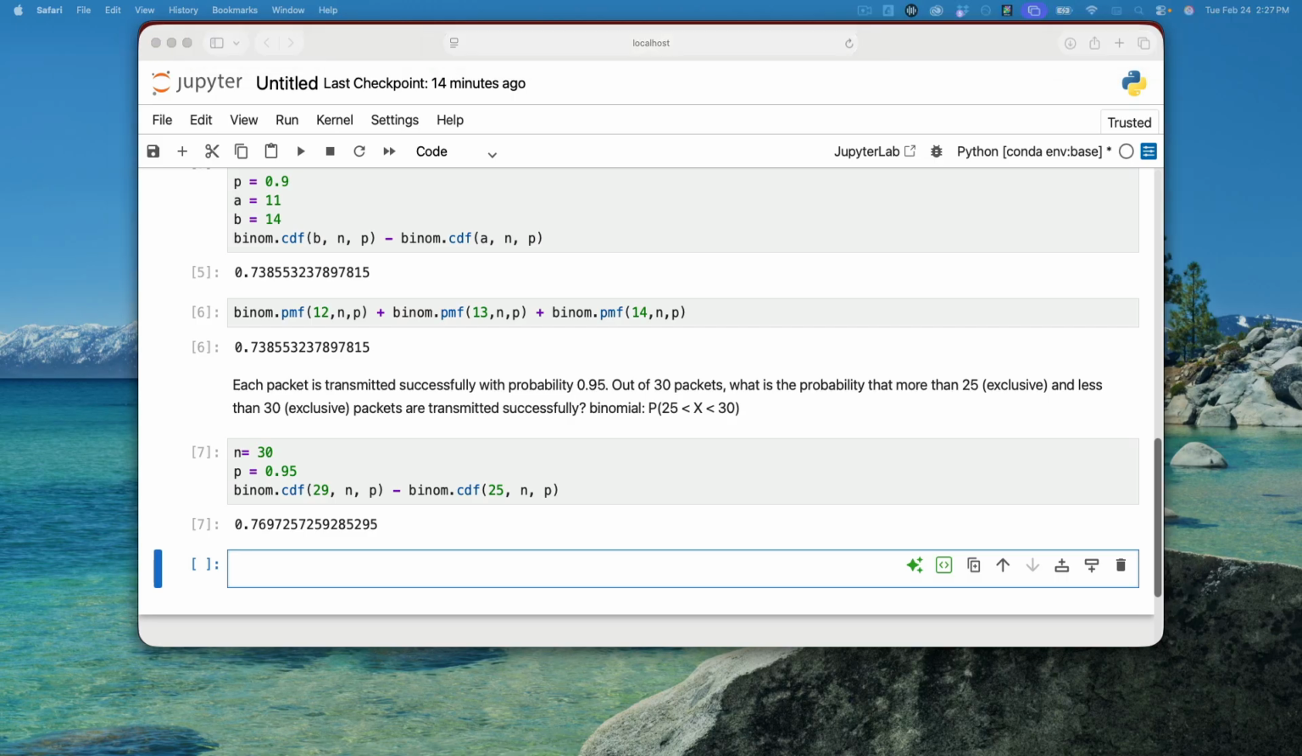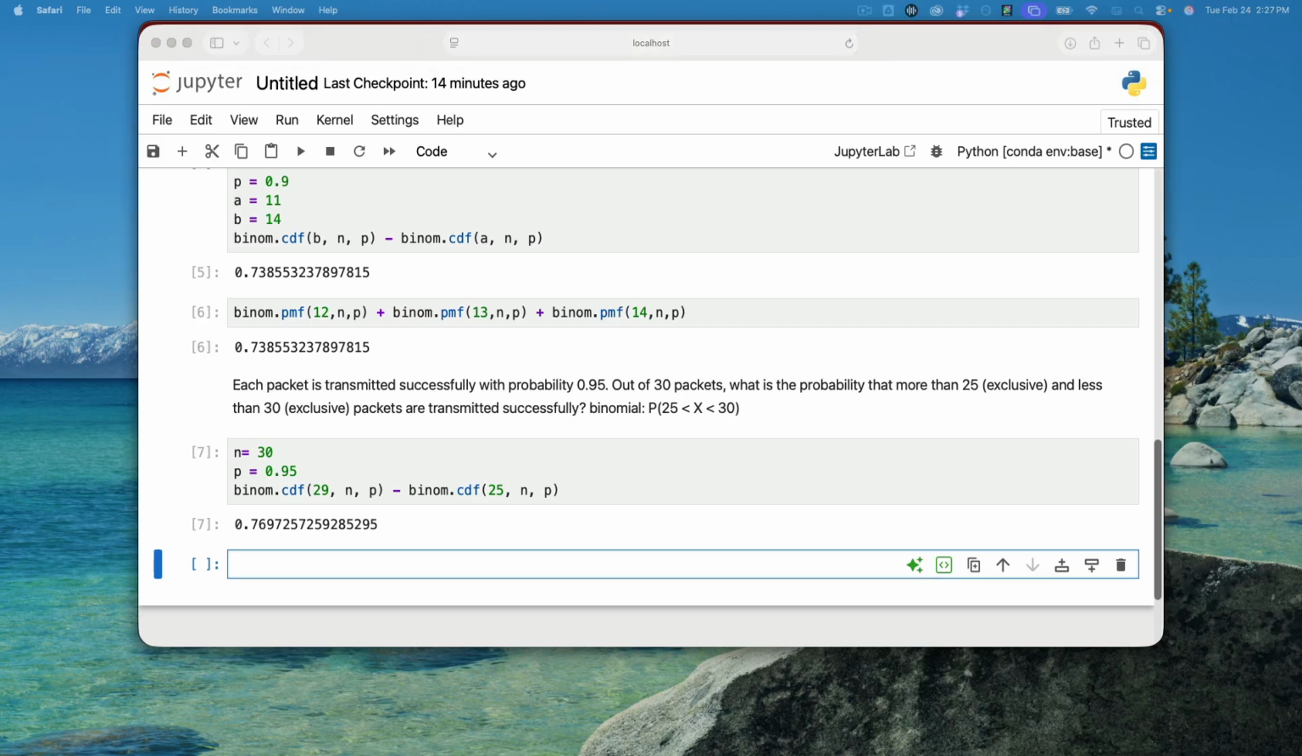Okay, so next we will do some hypergeometric examples.